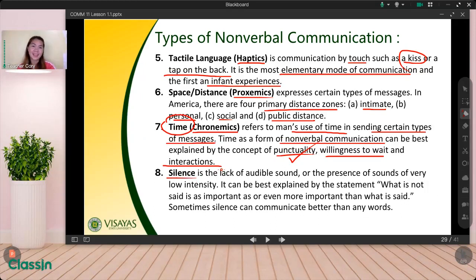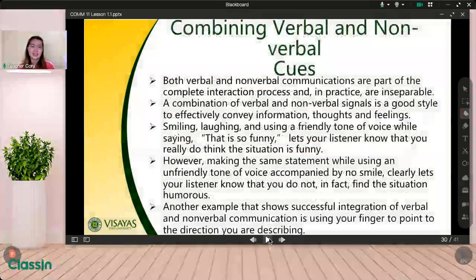Next, we have silence. Silence also communicates a lot. This is the lack of audible sound or the presence of sounds of very low intensity. It can be best explained by the idea that what is not said is as important as, or even more important than, what is said. Sometimes silence can communicate better than any words. Some people prefer not to talk when they are mad, so if they are already silent, that already communicates something. There's something wrong.